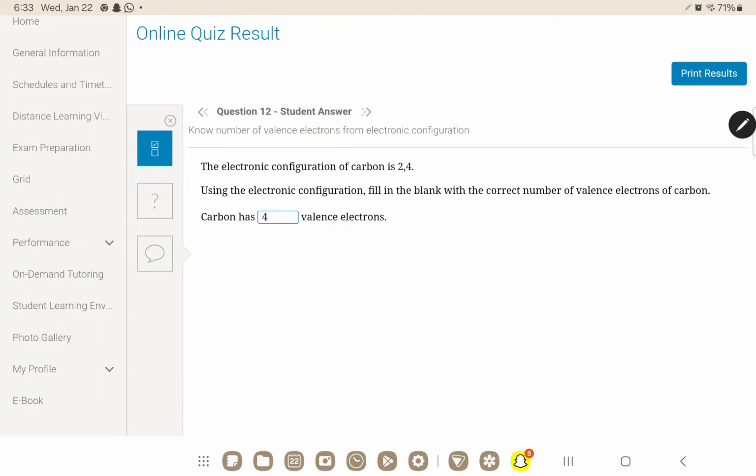So the electronic configuration of carbon is 2 and 4. Using electronic configurations, how many valence electrons? Valence electrons is always the last number. Just don't think about it. It's always the last number.